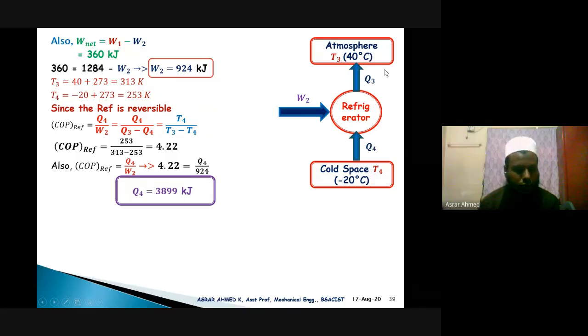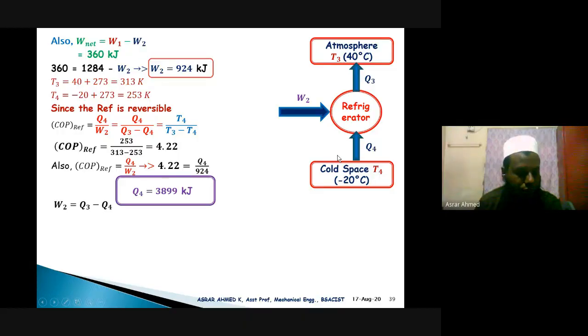So for finding Q3, what we are doing is W2 is equal to Q3 minus Q4, or I could say W2 plus Q4 is equal to Q3. If this is A, if this is B, if this is C, so A plus B equal to C. Or A equal to C minus B, like this. So this equation we know W2 equal to Q3 minus Q4 from this diagram itself.